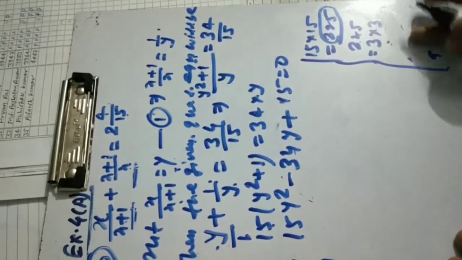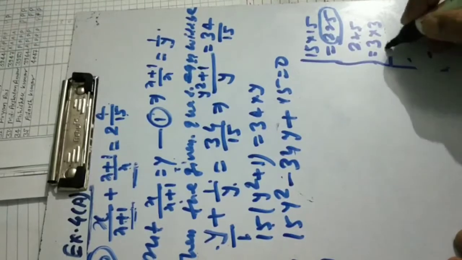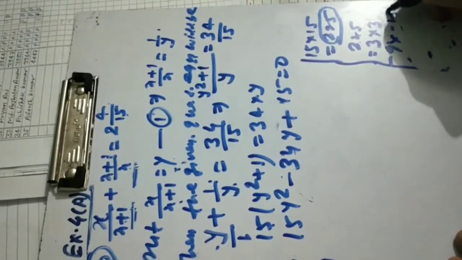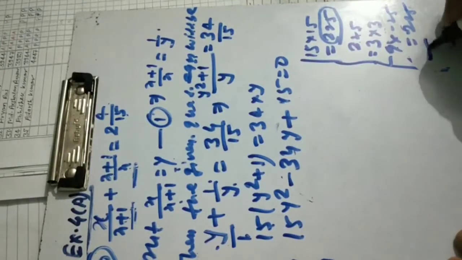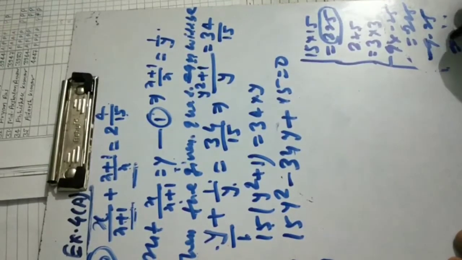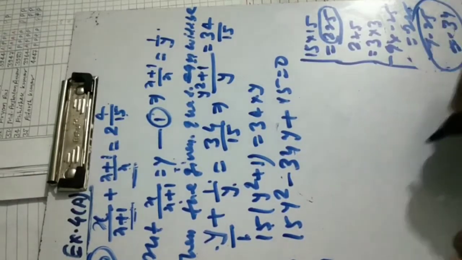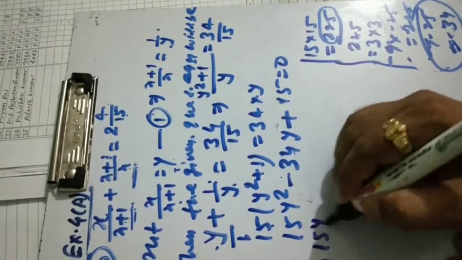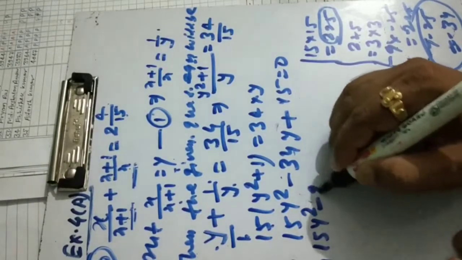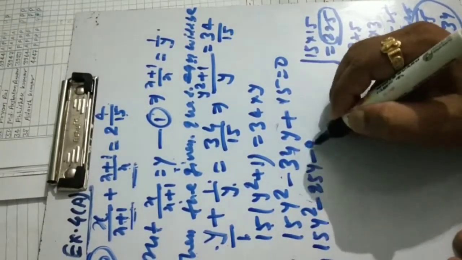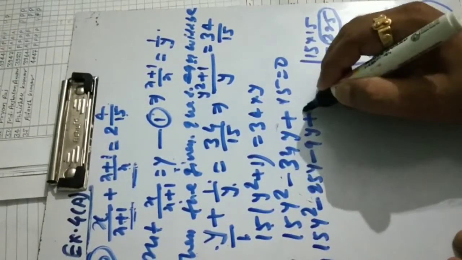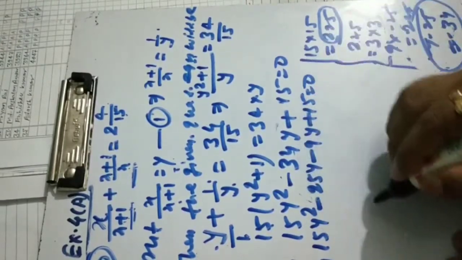So minus 9 multiplied by minus 25 will also be equal to 225, and minus 9 minus 25 will be equal to minus 34. So these will be the valid factors. So this can be written as 15y square minus 25y minus 9y plus 15 equal to 0.